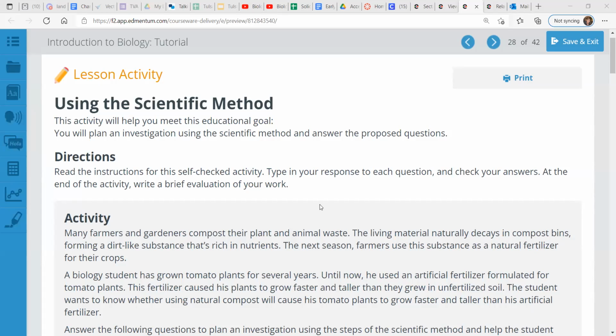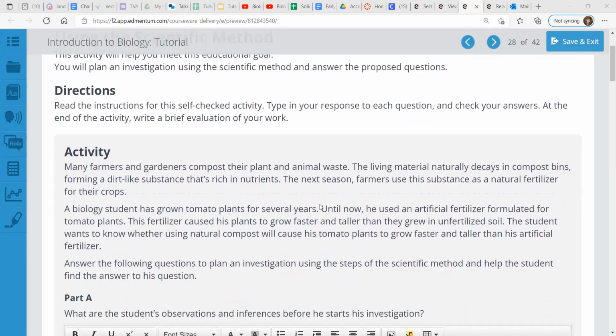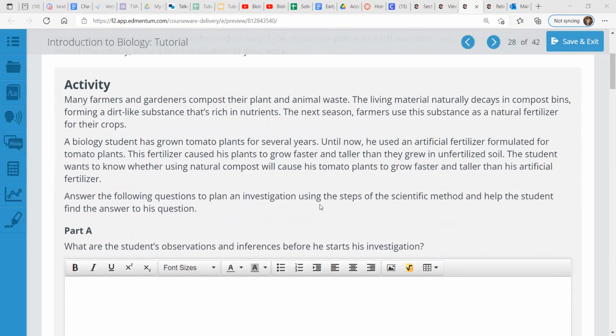But working through these activities can help you and refresh any things you've learned in the lesson and then actually put it to use, which is always the most important part of learning. We don't do it just to take tests and see how much we can remember. This is about applying what we learn in our day-to-day lives. So here's an example of using the scientific method, and we're going to answer some questions in this activity.